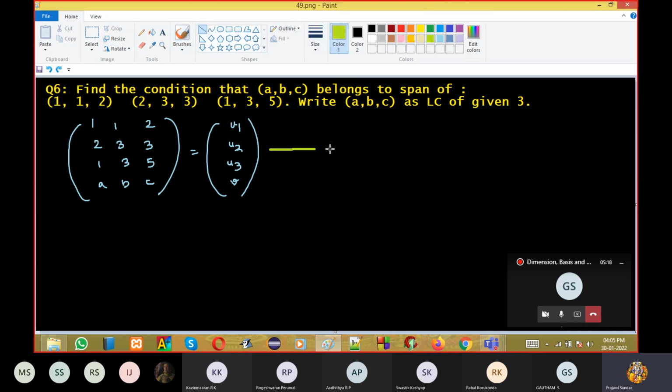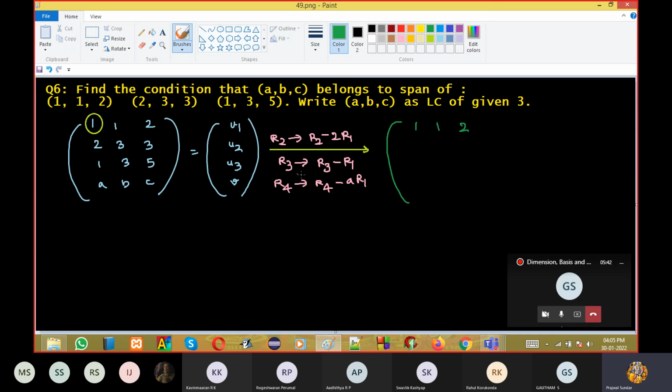Now how to reduce to row echelon form? Keep this as pivot. Row 2 becomes row 2 minus 2 row 1, row 3 becomes row 3 minus row 1, and row 4 becomes row 4 minus a times row 1. So now I get 1 1 2, then 0 1 minus 1, then 0 2 3, then 0 b minus a and c minus 2a. Clear?